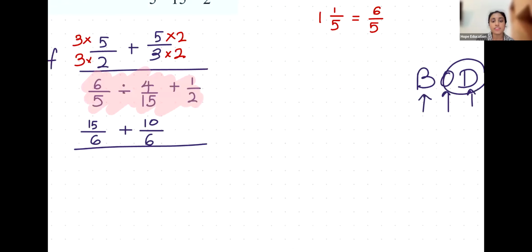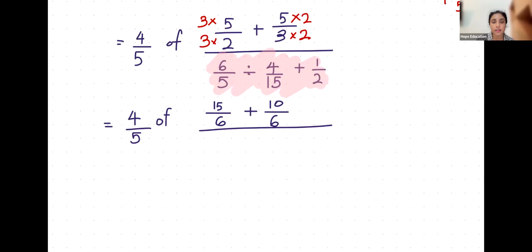In order to do the division, I have 6 over 5. What do we do for division? We do multiplication by turning the other fraction to reciprocal. So this division becomes multiplication and the fraction that follows becomes reciprocal. Numerator and denominator swap. Here this is 4 over 15. That becomes 15 over 4. Here I have half. Okay, let's move on to the next step.